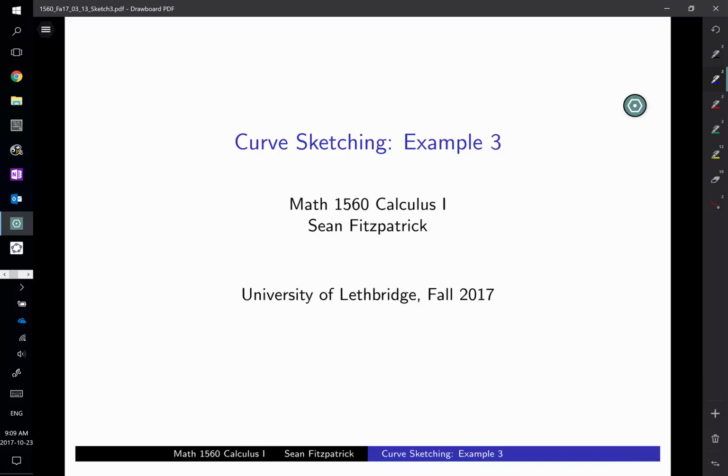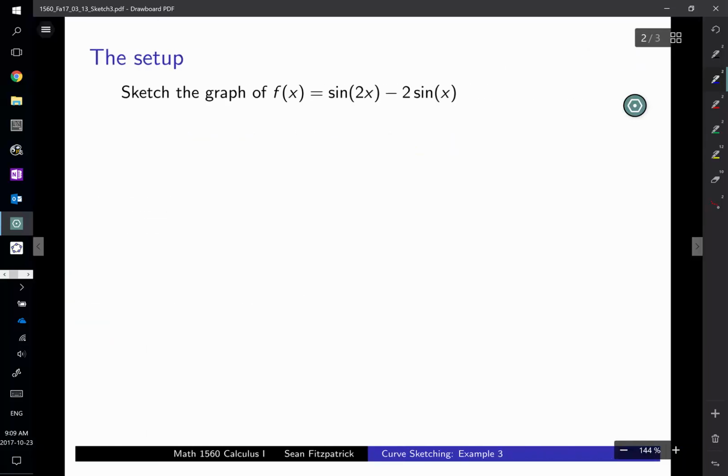Alright, so we're going to do one more curve sketching example for Math 1560, Calc 1 at U of L for fall 2017. So this time we're going to do an example involving a trig function, sine 2x minus 2 sine x. And remember, you can't pull constants out of the trig function, so sine 2x is different from 2 sine x, so this isn't a function which is identically 0.